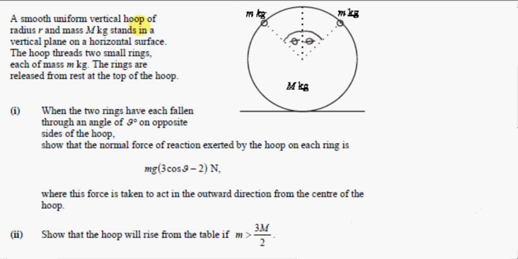A smooth, uniform vertical hoop of radius r and mass M kilograms stands in a vertical plane on a horizontal surface. The hoop threads two small rings, each of mass m kilograms. The rings are released from rest at the top of the hoop. When the two rings have each fallen through an angle of theta degrees on opposite sides of the hoop, show that the normal force of reaction exerted by the hoop on each ring is mg(3 cos theta minus 2) newtons, where this force is taken to act in the outward direction from the center of the hoop.